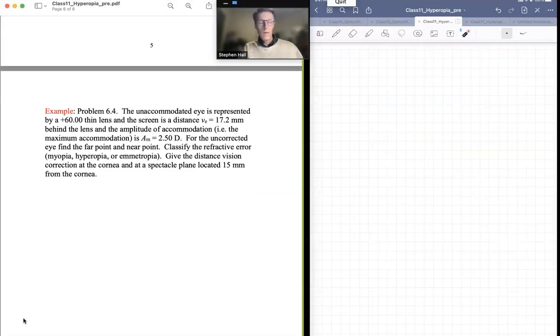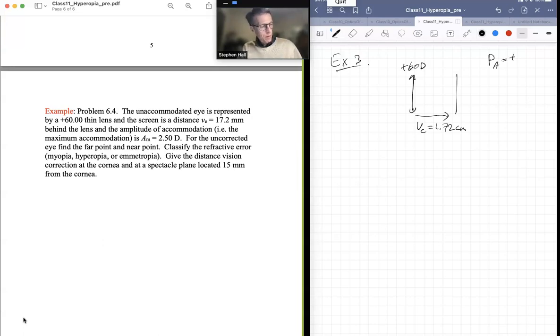Okay, so now let's do the last example here. And this is problem 6.4 from Keating. So we've got an eye that has a plus 60D lens, and a lens to retina distance. We have an accommodative power of plus 2.5 diopters. So we're going to do the usual thing, finding far points and near points.